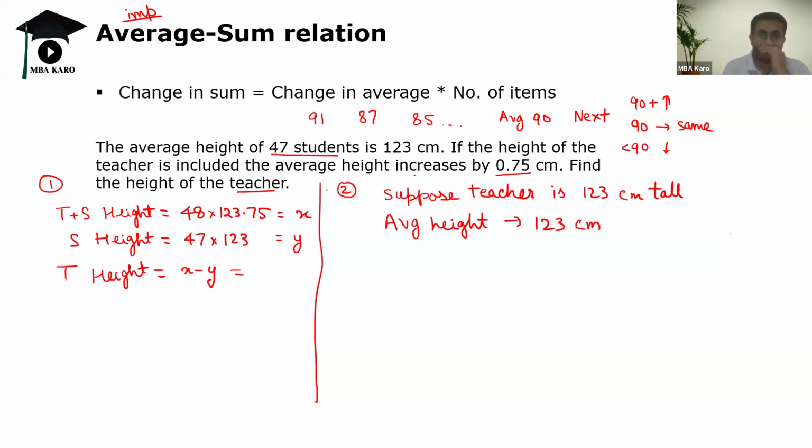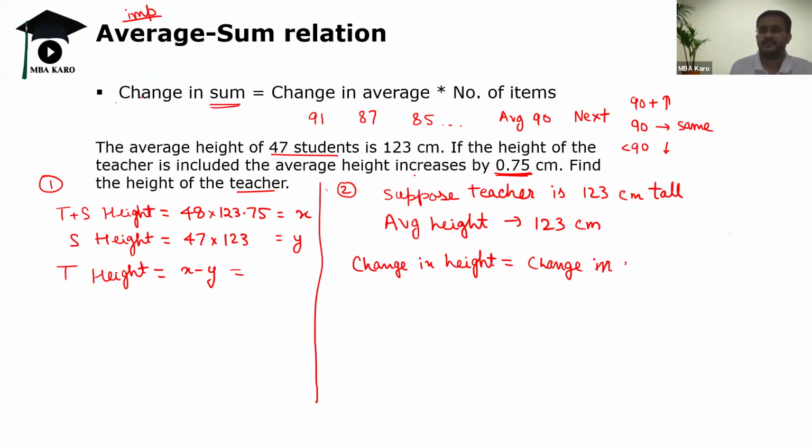Now, what happens? The average is increasing by 0.75. There is an increase in average. Now, change in sum is change in average into number of items. This is what we have written here. Now, what are we totaling here? What is the sum here? Total height. So we will write this: change in height is equal to change in average.